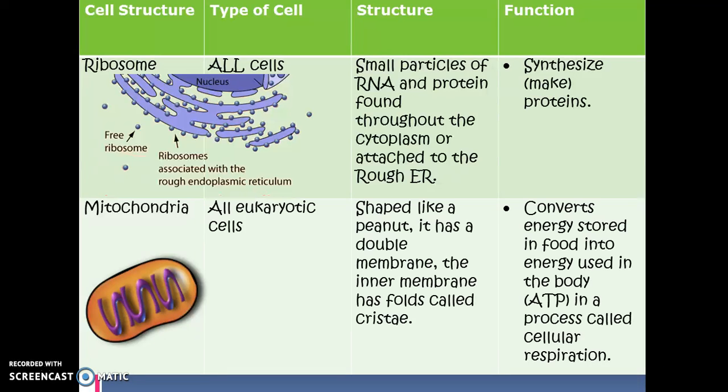The mitochondria is found in all eukaryotic cells, shaped like a peanut. It has a double membrane, and the inner membrane has folds, which are called cristae. Now, what mitochondria do is they convert energy from food into ATP, which you use as your energy currency. Now, the production of energy is called cellular respiration. I'll say it one more time. Cellular respiration. Hit pause.